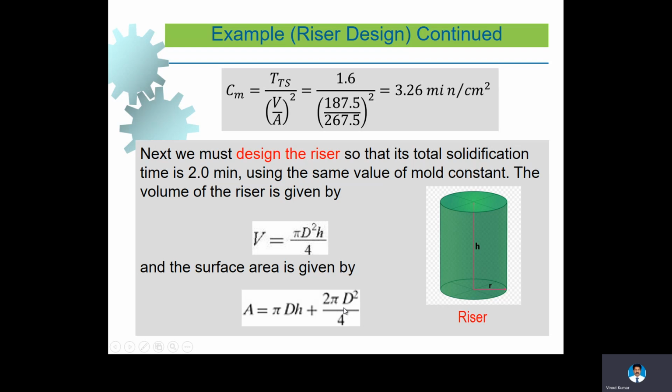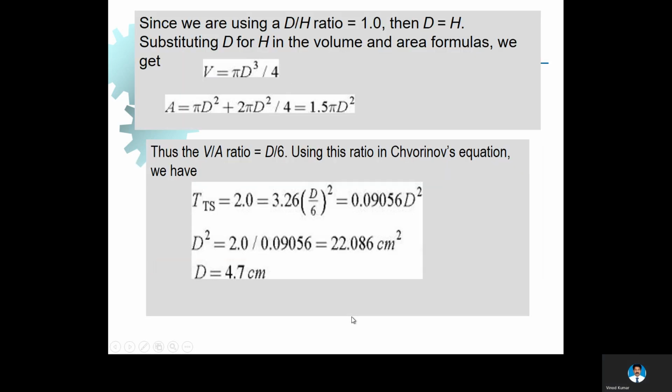2 pi over 4 d square. So we have 2 areas in here. One is the circumferential, as I told before, pi d h, this peripheral or circumferential area, and the second is the area at one end here and the area at the other end. Area at this end is pi over 4 d square. Area of the other end is pi over 4 d square. So it is 2 pi over 4 d square.